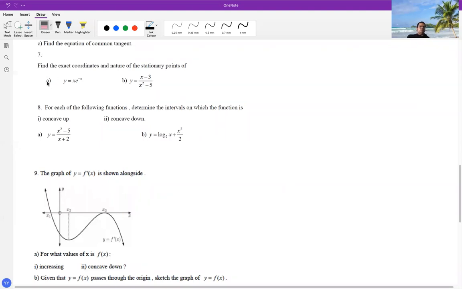Now we've got the next question, which is basically to find the coordinates and nature of stationary points. So what you're going to do is find dy by dx first.